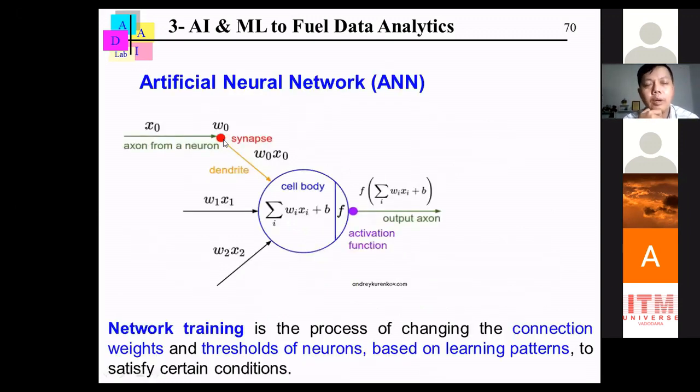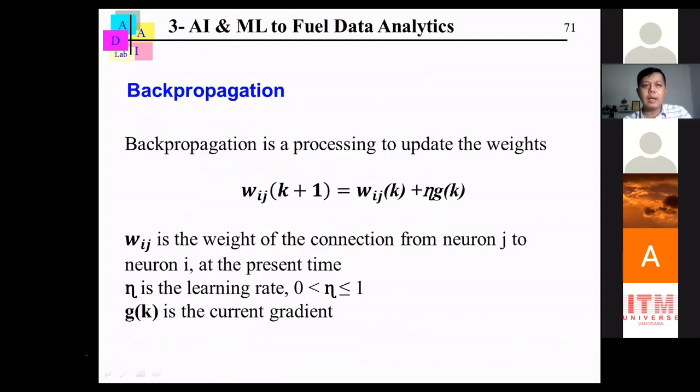And when we take a look inside, we see that the artificial neural network is a network trained to train the connections of a set of neurons based on a learning pattern to satisfy certain conditions. And in the ANN, backpropagation is a very important process. This process will update the weight by the formula, where W is the weight of the connection from neuron j to neuron i, eta is the learning rate, and g is the current gradient. We have many kinds of gradients, so we have many kinds of backpropagation.